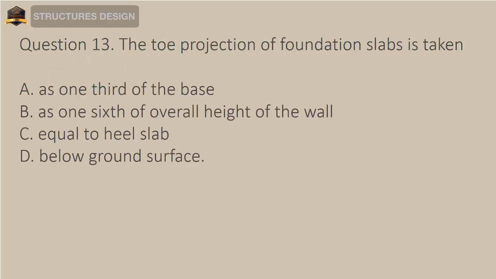Question 13. The toe projection of foundation slabs is taken: A, as 1/3 of the base; B, as 1/6 of overall height of the wall; C, equal to heel slab; D, below ground surface. The correct answer is option A.